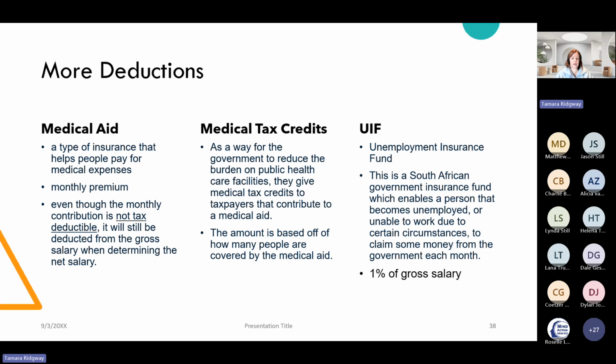And then your UIF, and again, I'll go into these. UIF stands for Unemployment Insurance Fund, and this is a South African government insurance fund, which enables a person that becomes unemployed or unable to work due to certain circumstances to claim some money from the government each month. And this also has a limit. It is 1% of the gross salary.